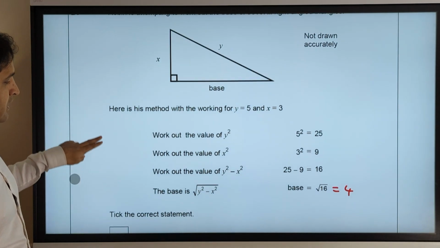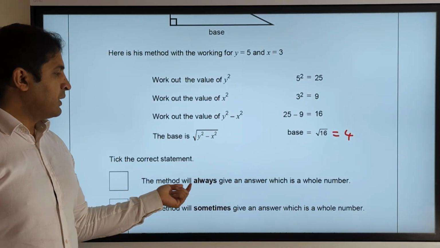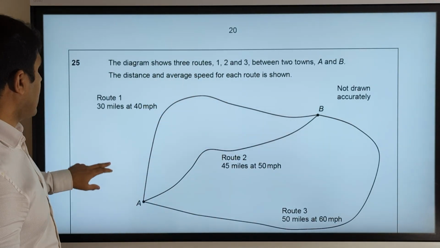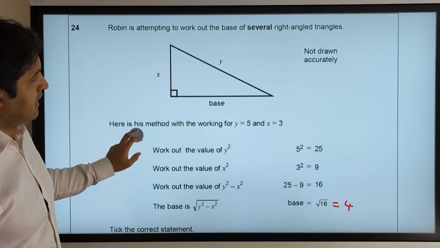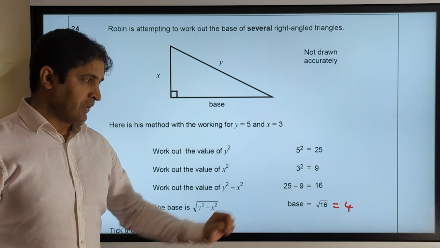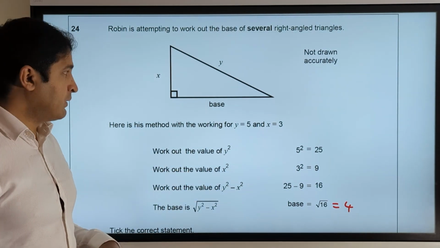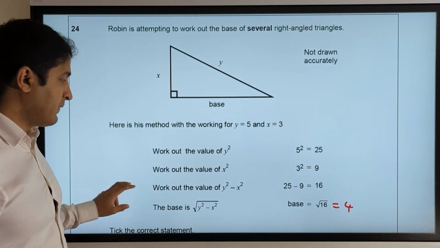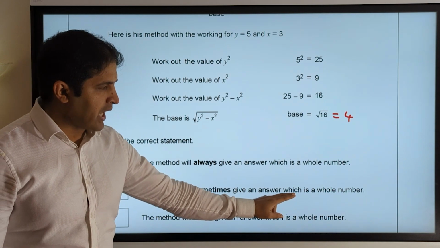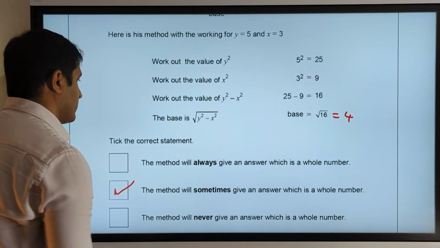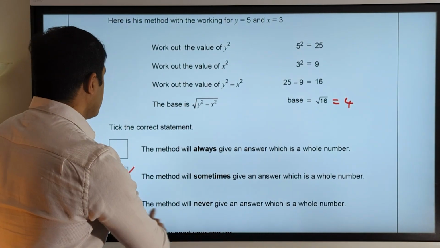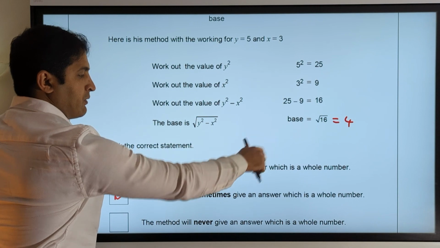So now, okay, let's see the statement. Take the correct statement. Method will always give you an answer which is a whole number. Well, in this example, it gave us an answer that's a whole number, but it doesn't always give you a whole number as an answer. So you can try different numbers, okay? Method will sometimes give you an answer which is a whole number. So I would take that one, okay? Because we already got a whole number and it's not necessarily always going to be a whole number. You shouldn't be taking that last one because we already got a whole number from there, okay?